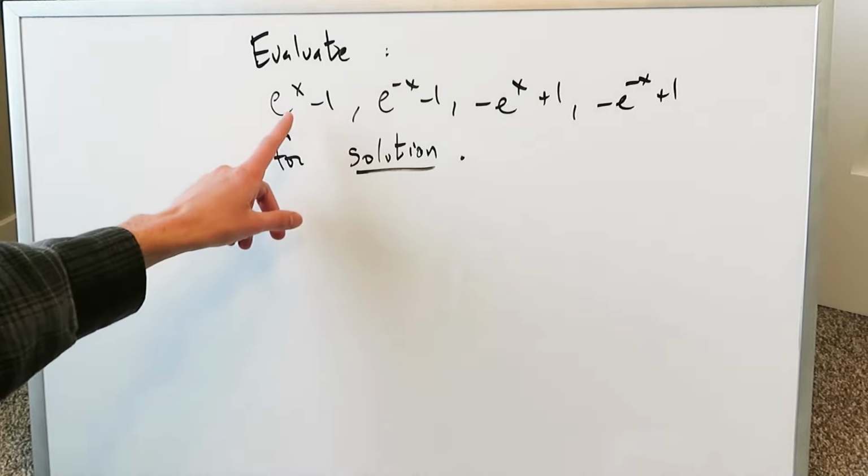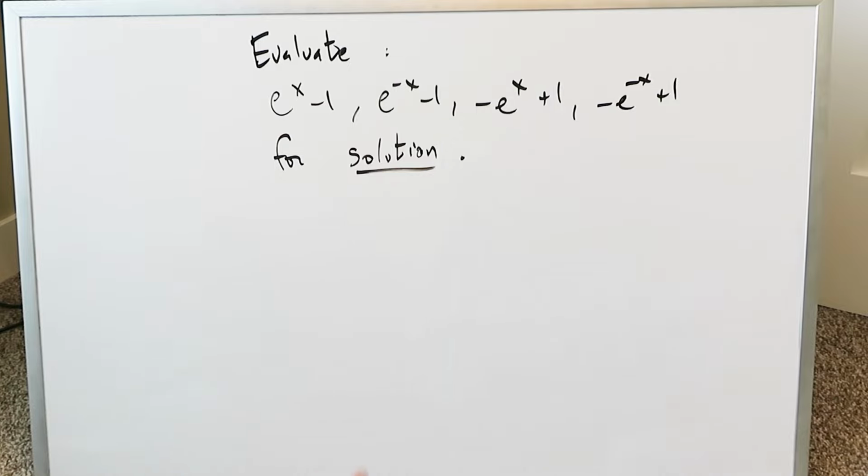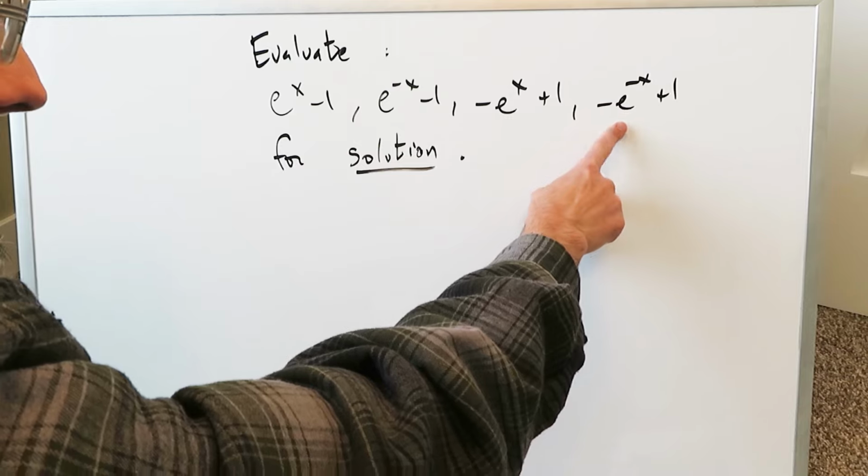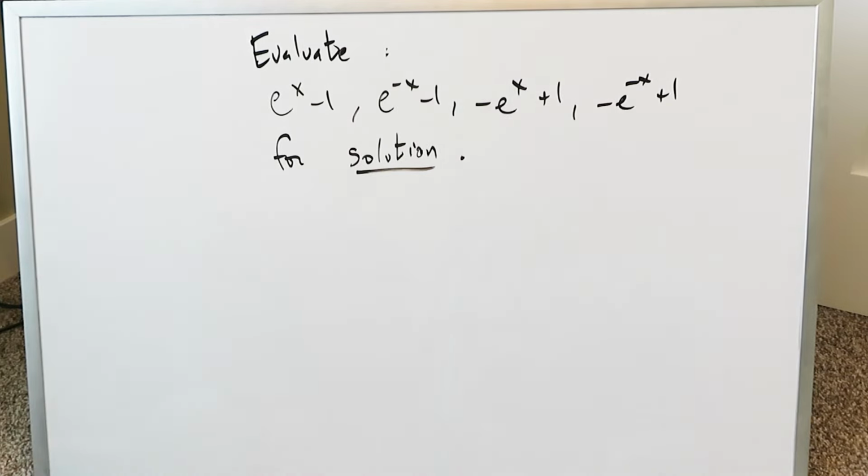We have a video over here. We have four functions: e to the x minus 1, e to the minus x minus 1, minus e to the x plus 1, and minus e to the power of minus x plus 1. These are four separate functions. We have to evaluate them for a common solution.